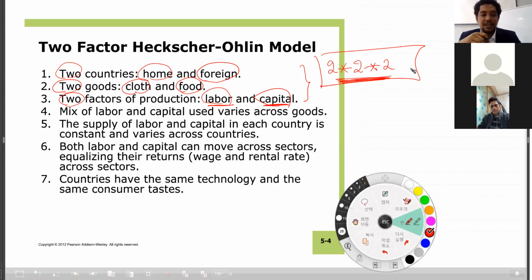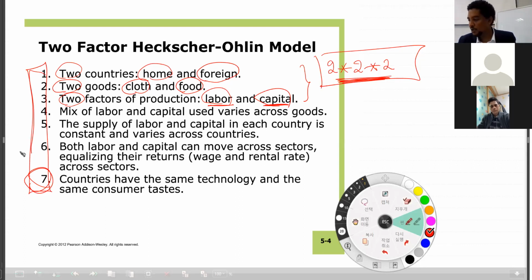And the seventh assumption is that countries have the same technology and the same consumer tastes. So at the end, maybe you can consider this as a limitation of the Heckscher-Ohlin model, because countries differ in their technology, and their consumers also have different tastes. But this is an assumption used by the Heckscher-Ohlin model, and it has its own limitations, just like the Ricardian model. So these are our assumptions.